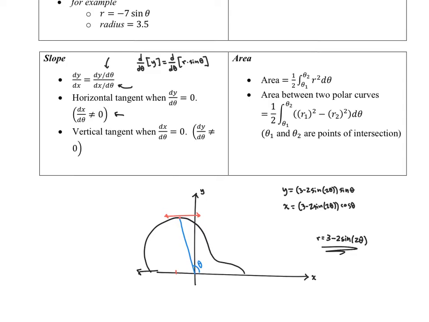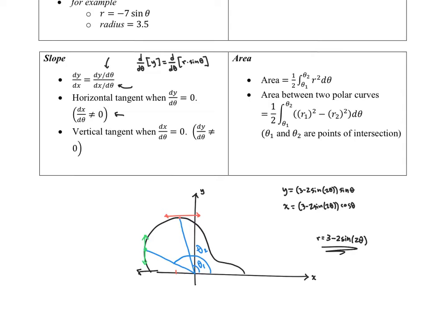Okay, let's look at a vertical tangent. A vertical tangent would be where dx/d theta is 0, right? Somewhere in this area, which would bring about a different theta value. And I don't know what that is. Let's call that theta 1. Let's call this theta 2. That would be where dx/d theta is 0 and dy/d theta is not equal to 0.